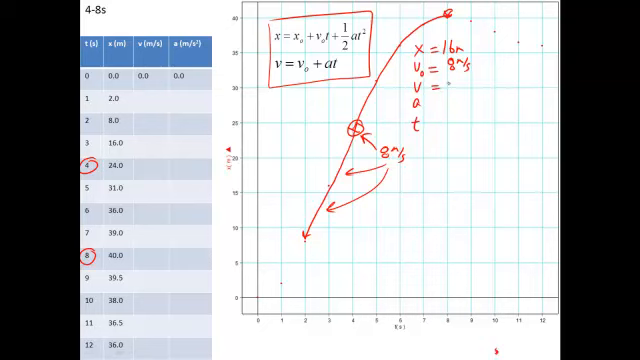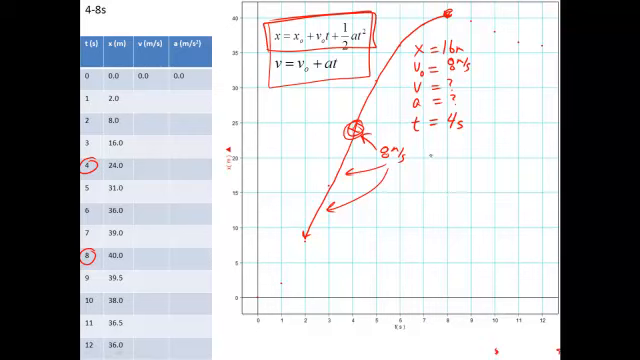My final velocity I do not know. My acceleration I do not know. But I do know that that goes from 4 seconds to 8 seconds. So that's a total of 4 seconds. So using this equation again, I can solve that equation.